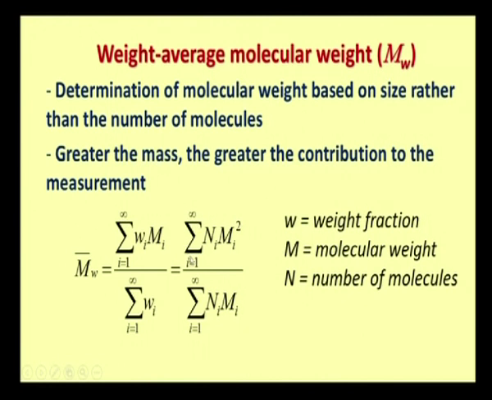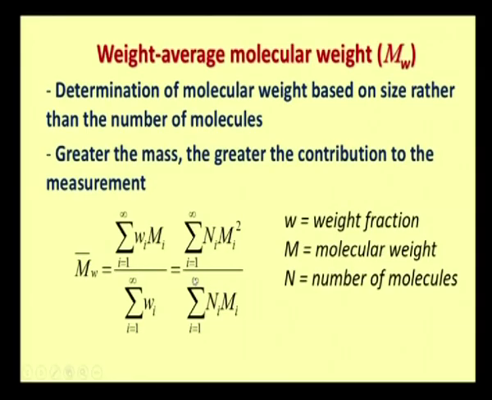So, this can be expanded as N1 M1 square plus N2 M2 square plus N3 M3 square, and so on, which is nothing but the number of molecules N1 having the molecular weight M1, its square, and this is added with all the series. This is divided by a value of sigma Ni Mi. This directly gives you the weight average molecular weight, where W represents the weight fraction, M represents the molecular weight, and N represents the number of molecules whose corresponding molecular weights are given by the same number with M.